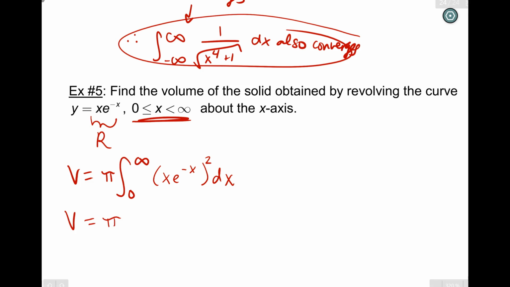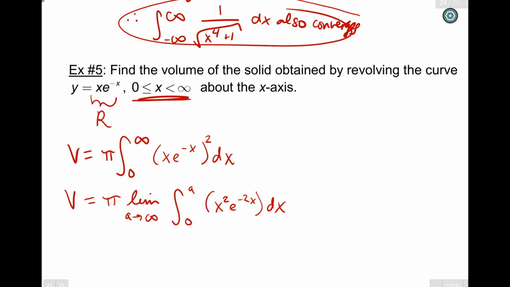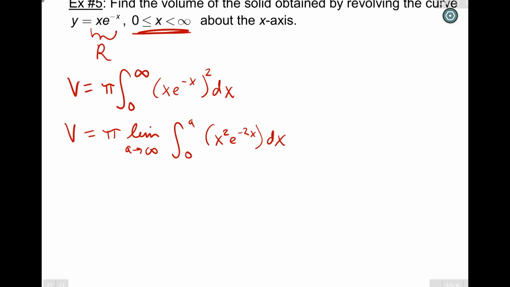So my volume is equal to pi times the limit as a approaches infinity from 0 to a of x squared e to negative 2x dx. So I need to evaluate the integral of x squared e to the negative 2x. Try to think how you could do that. Hint, hint. Tabular method. Yeah, tabular method.